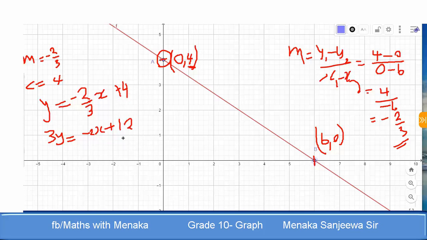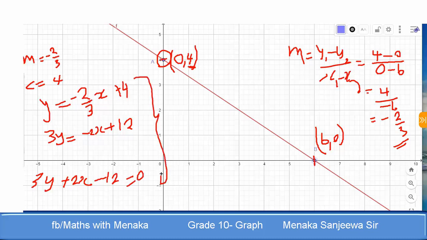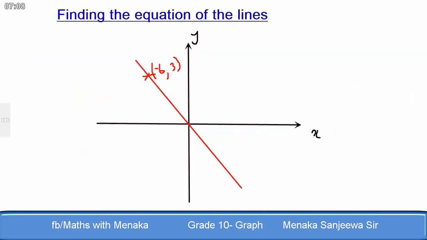If you want, you can take all the terms to one side. Like this: 3y plus 2x minus 12 equals 0. All these three equations are same. So, the same equation, you can give in different forms. Okay, in the exam sometimes they may ask you to show the equation in this form. So you should be able to simplify as required.